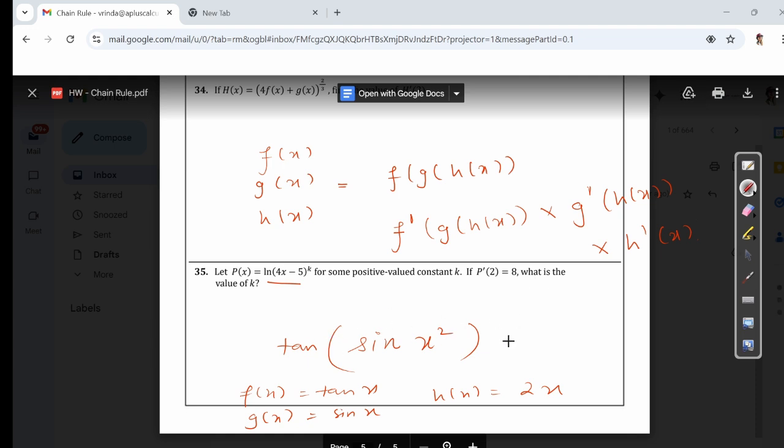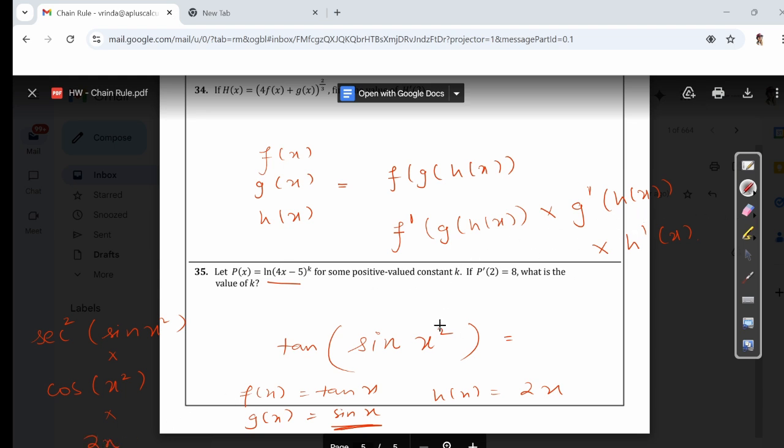So the derivative of this function will be, okay, derivative of tangent is secant square x, so secant of whatever is inside, times derivative of sin x. Derivative of sine is cosine. Wait, in this problem, what would h of x be? I'm coming to that. Then finally, this will be derivative of x squared, 2x.